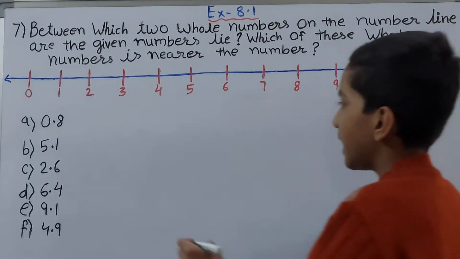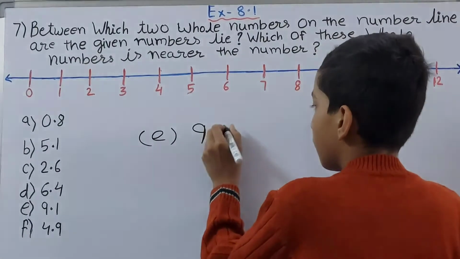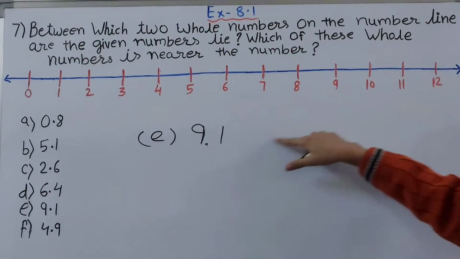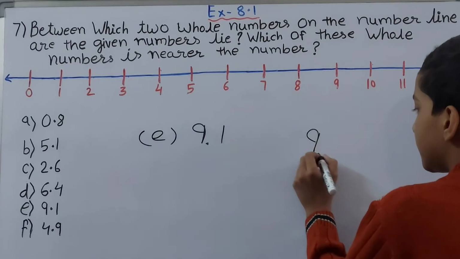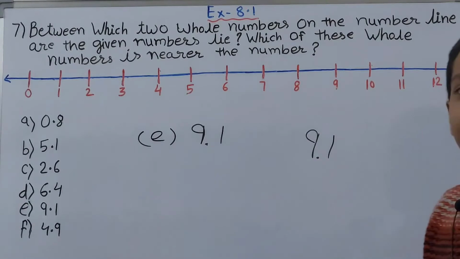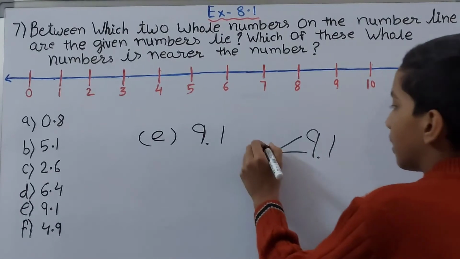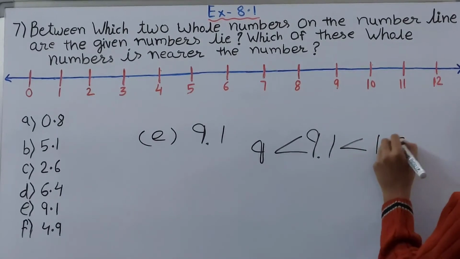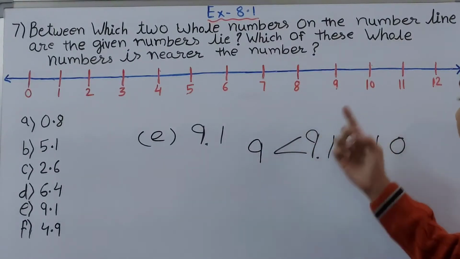So friends, the next part is the E part, which is 9.1. Alright, so by seeing this you can easily see that this 9.1 lies between the whole numbers 9 and 10. Alright, you can also see that in this 9.1, after the decimal point in the tenths place is 1. So that means this 9.1 is greater than the whole number 9, but it is also not making 10 as the whole number. So that means it is smaller than the whole number 10. So that was to find the whole numbers.